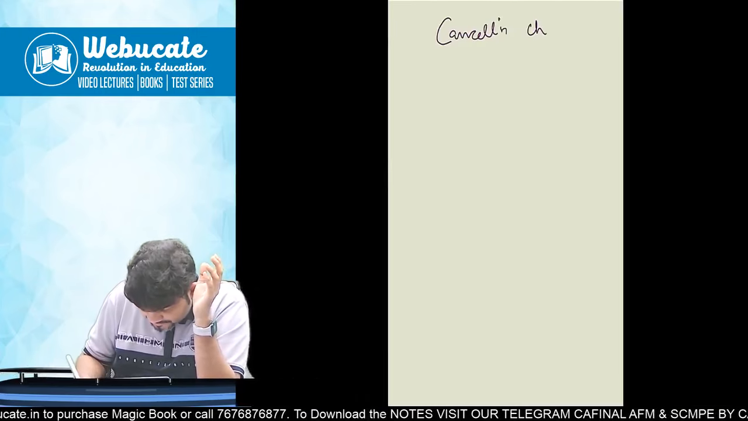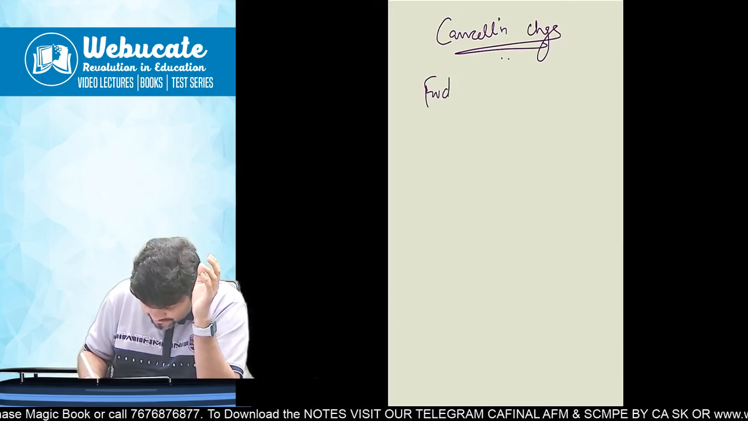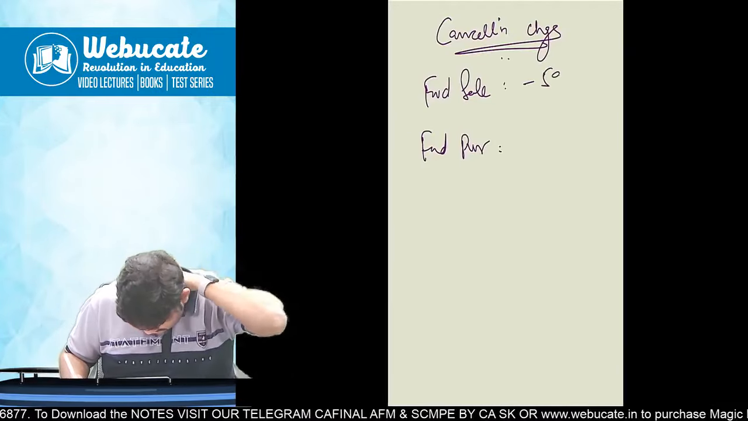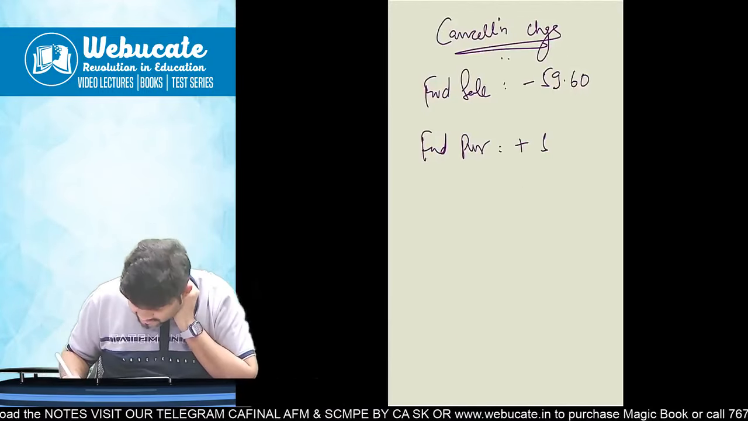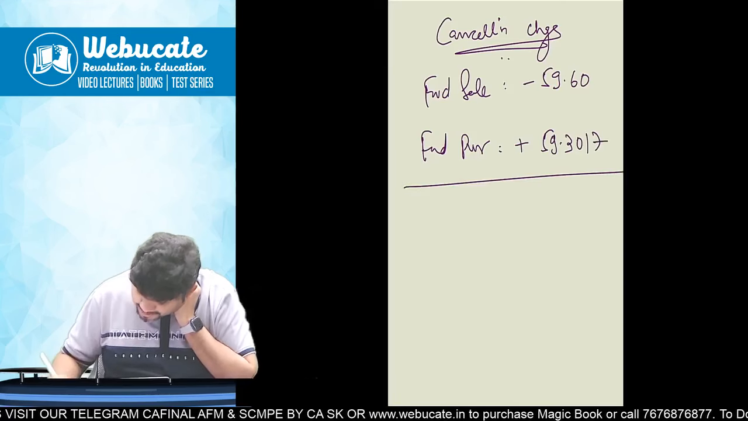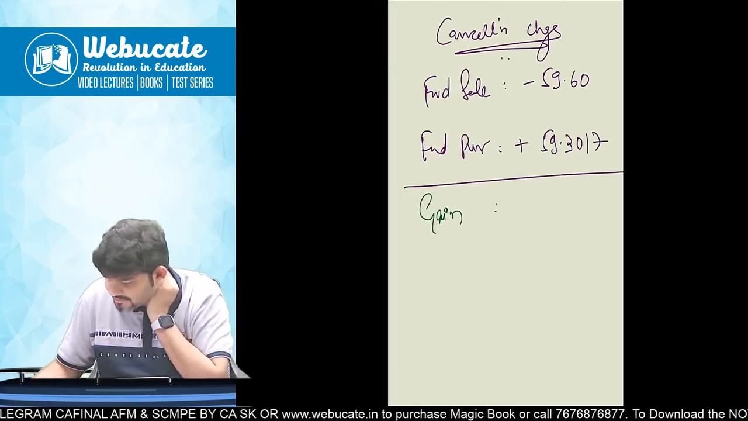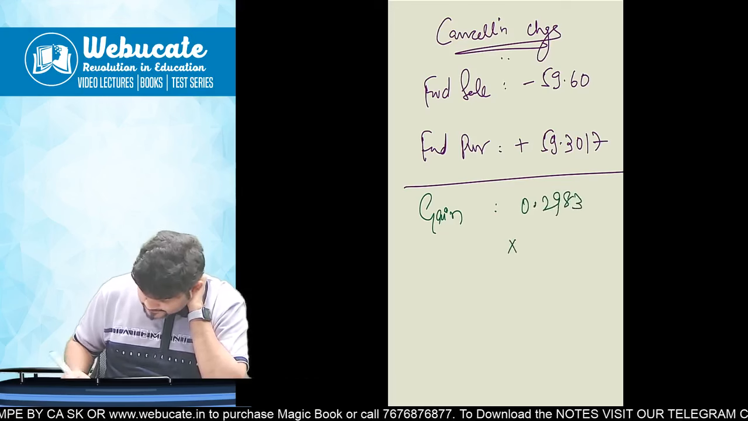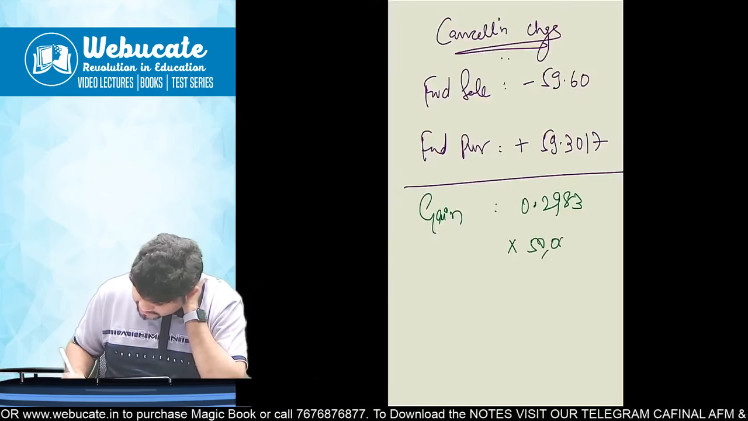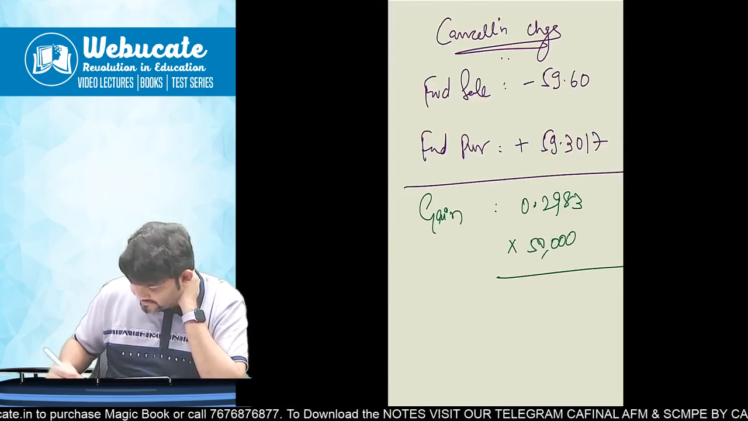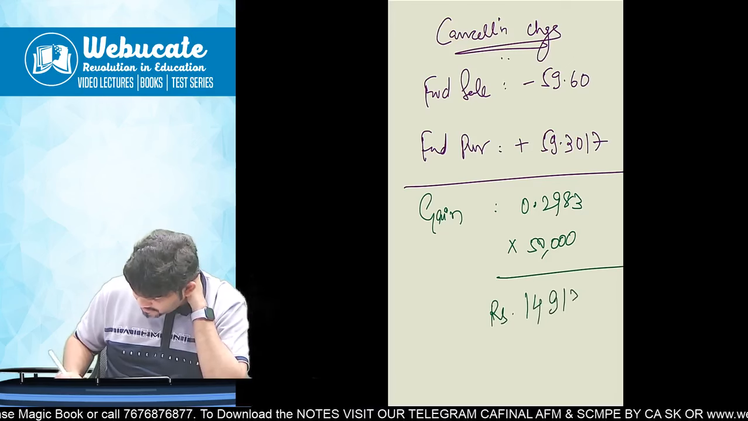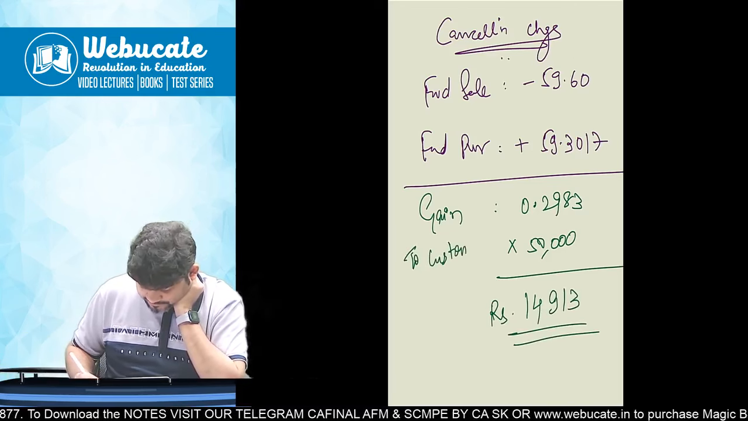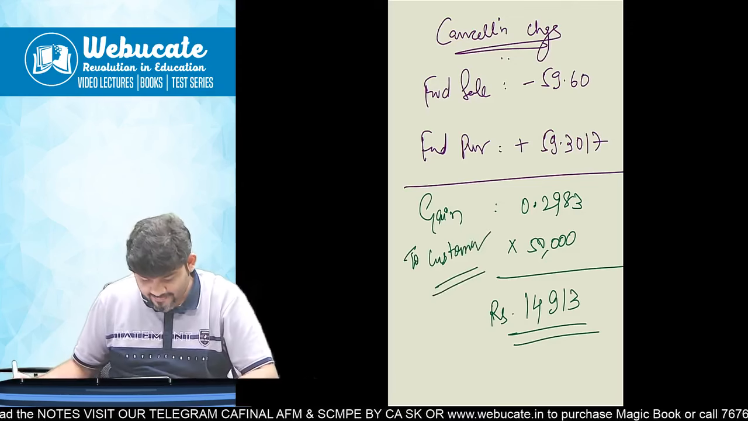Cancellation charges, so to say. Forward sale, forward purchase. His sale was fixed at 59.6. His purchase now is at 59.3017. He has made a profit. Woohoo! How much? 0.2983. Multiply by $50,000. So it will be rupees 14,913. Got it? Gain to customer. Done. And now do the extension.